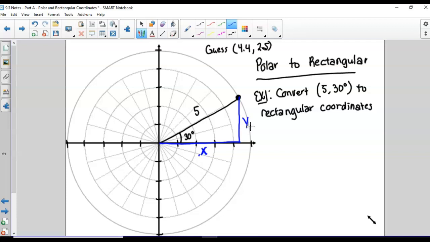This is a little bit like when we were doing vectors. We had a wind blowing at 5 miles per hour, 30 degrees north of east here. What are the northward and eastward components? So it's a lot like that problem. If I wanted to find, we'll say x first, in this right triangle, x is my adjacent side, and 5 is my hypotenuse. So adjacent and hypotenuse, I could use cosine. So cosine of 30 degrees would equal x over 5.